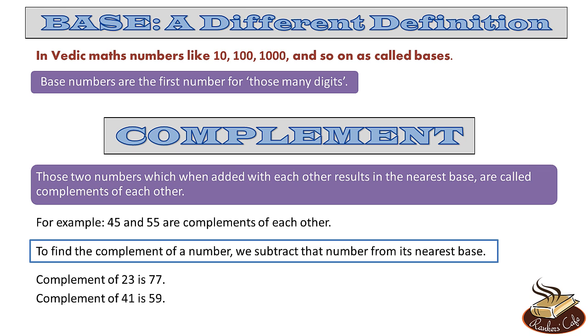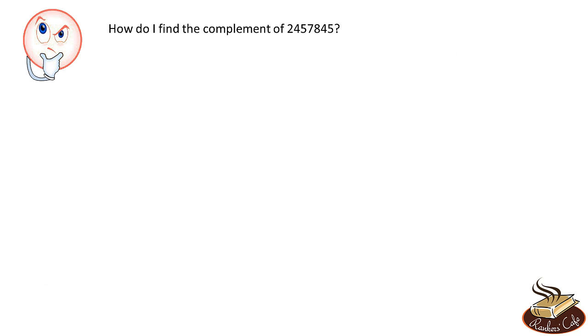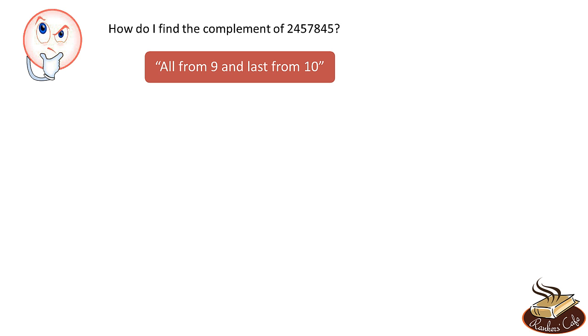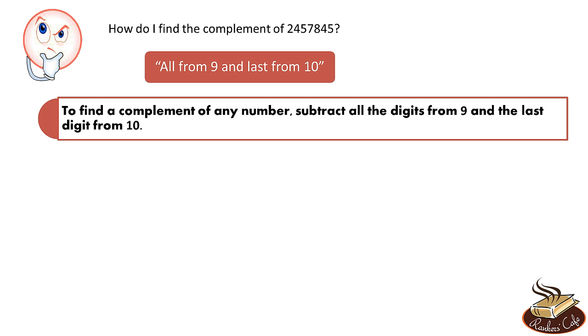Now such small calculations are obviously very easy to perform. However, if we need to find the complement of a number, let's say 245, 7845, then we have to subtract it from 1 followed by 7 zeros, right? Now such a subtraction is obviously time consuming. So let me provide you with a shortcut. This formula is called all from 9 and last from 10. To elaborate, the way it works is that to find a complement of any number, subtract all the digits from 9 and the last digit from 10.